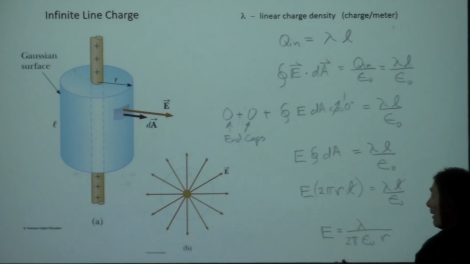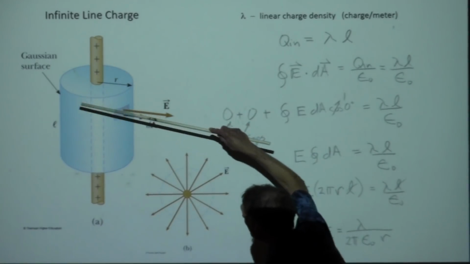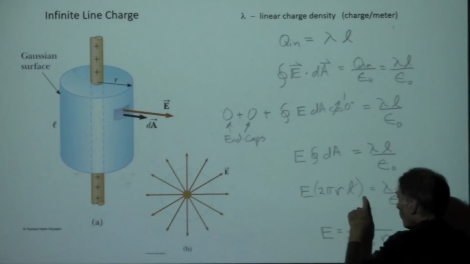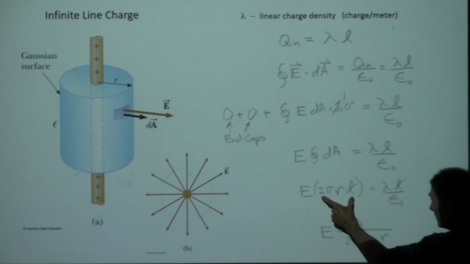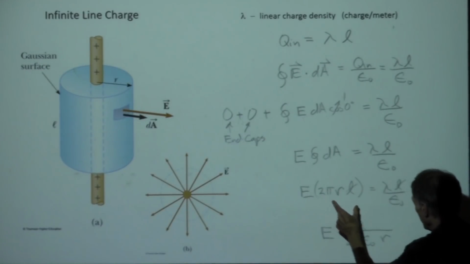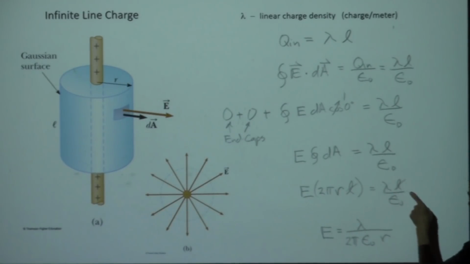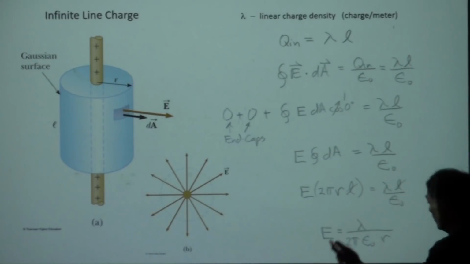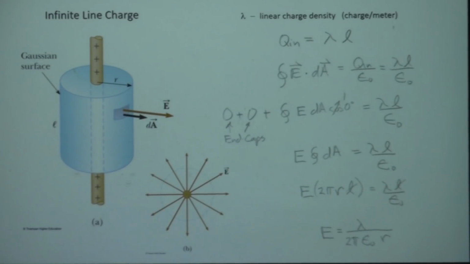That's going to be 2 pi r, so that's the circumference of this thing times the length. That will be the surface area of that cylinder, equal to lambda L over epsilon naught. And then you can see where we're going to divide through and get what the electric field is. So it falls off with a 1 over r relationship instead of a 1 over r squared like it would for a point charge.